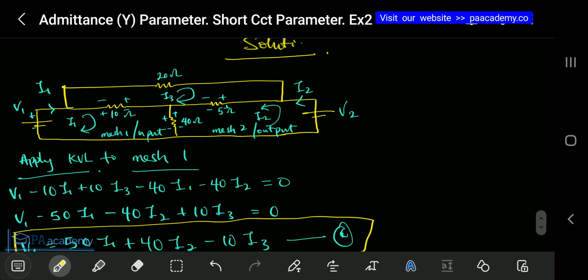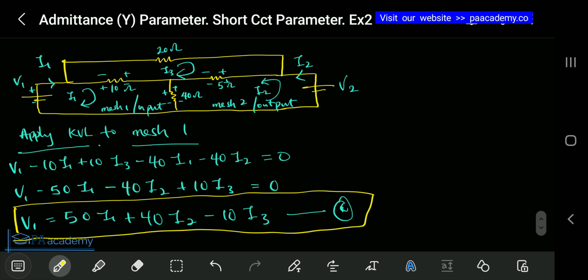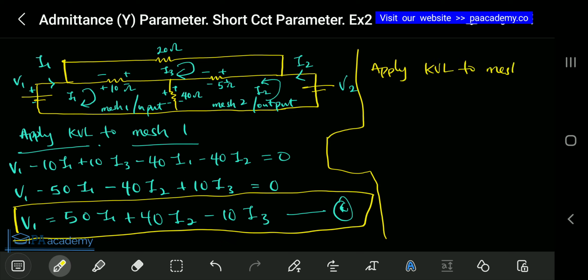So if you also decide to do the same thing, that's to apply KVL to mesh 2. Apply KVL to mesh 2. Okay, so if we should do that now in anticlockwise direction, let's start from V2.